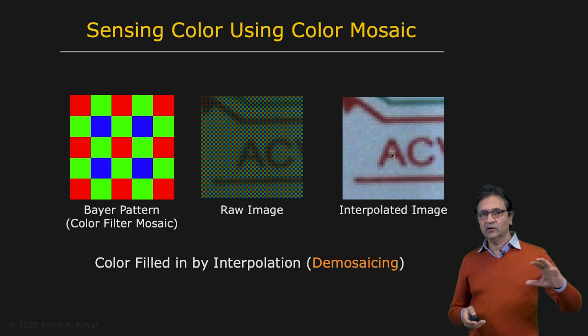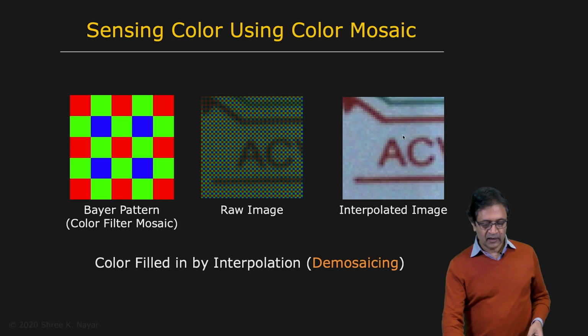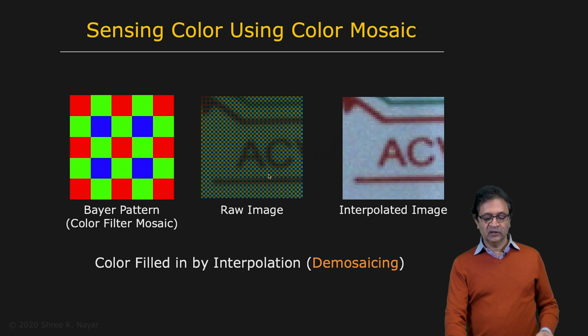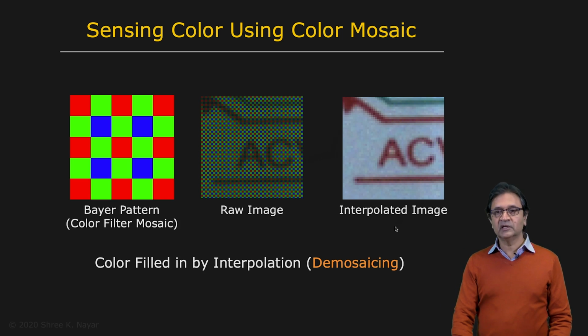This process of interpolating this color mosaic image to get a full color image is called demosaicing.